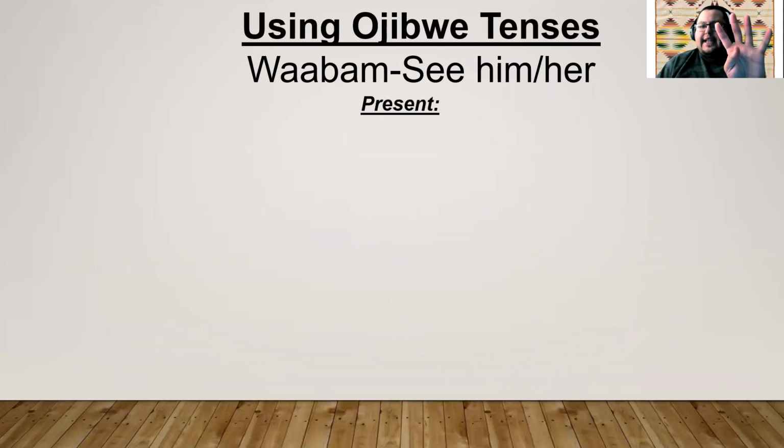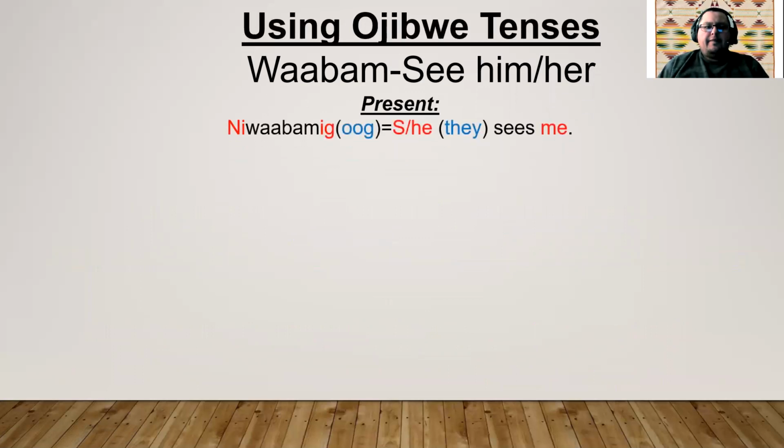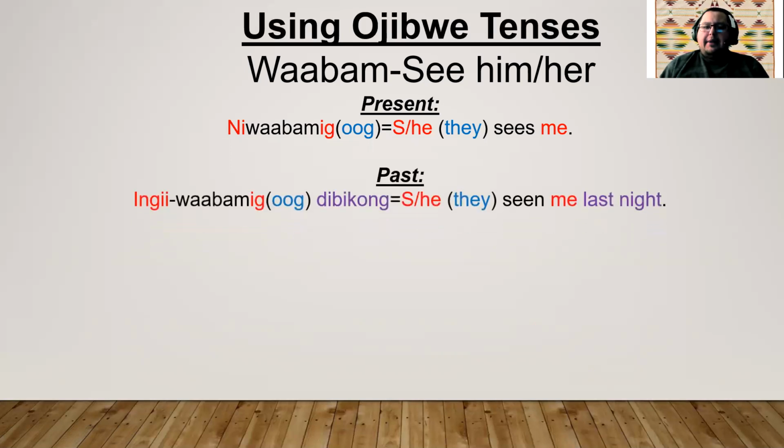Moving on, there were 4 sets, and this is set 2 of 4. Talking about she or he to me. Okay, and so we have Niwabamig. She sees me. Niwabamigug. They see me. Okay, that's present tense. Talking about past tense now, we have Ingiwabamig dibikung. She or he saw me last night. Third person to the first person. Ingiwabamigug dibikung. They saw me last night.